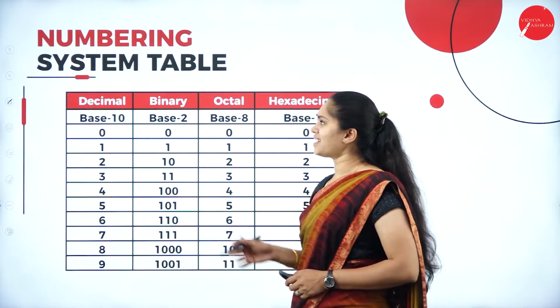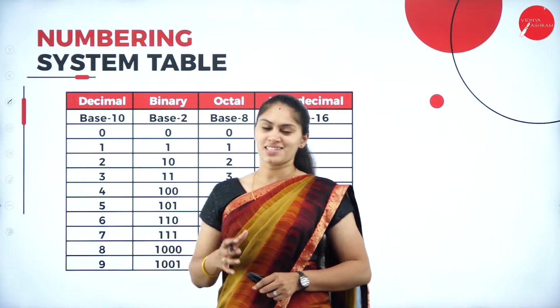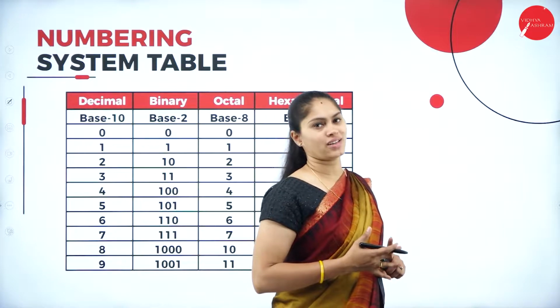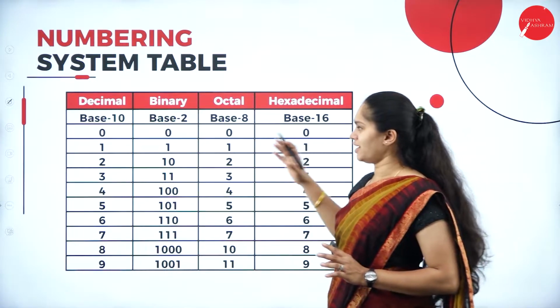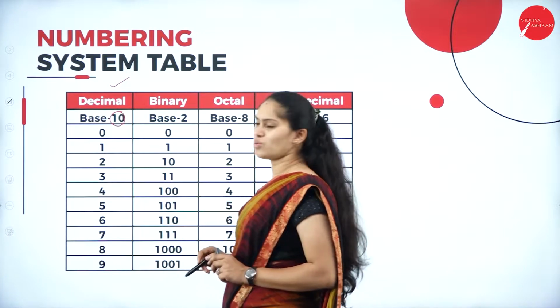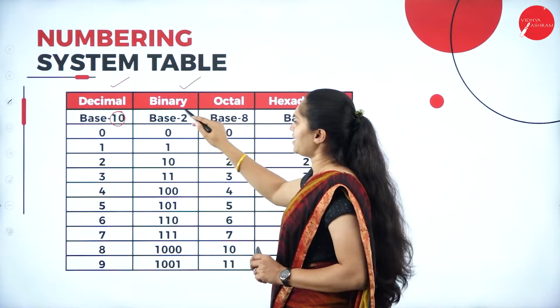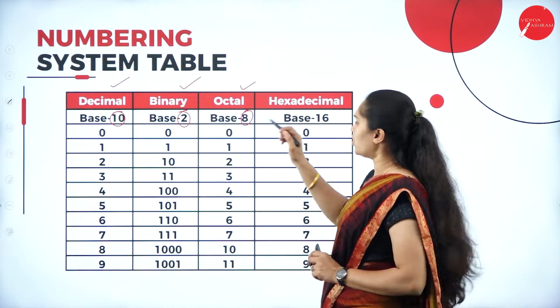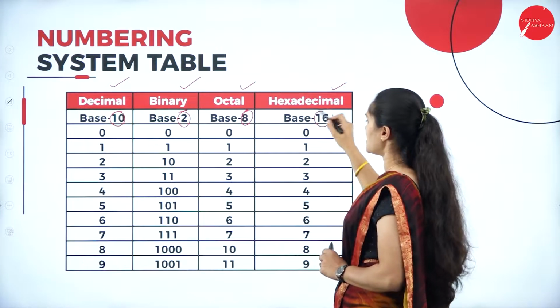Here you can see that before the conversion you have to understand which numbers come under decimal, binary, octal or hexadecimal. When it comes to the decimal number system, its base is 10. For binary, its base is 2. For the octal number system, the base is 8. For hexadecimal, the base is 16.